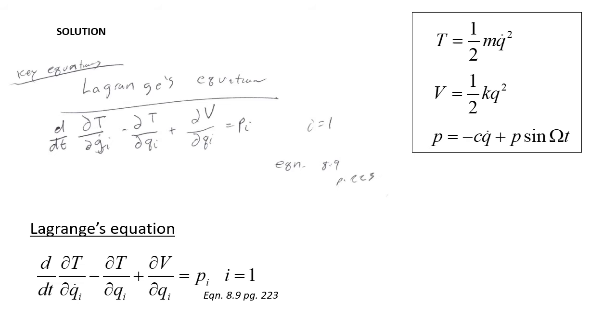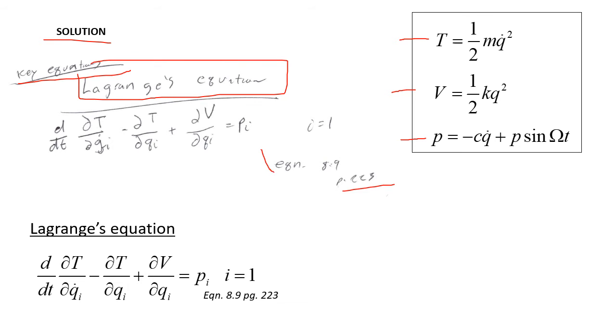Now we can begin our solution. As we start, we can reference back to our problem statement and our setup page for information that we may need and what we're looking to solve for. The next thing we want to do is come up with our key equations and governing equations. We've already determined our relationships for potential and kinetic energy and our P equation. Our next key equation is Lagrange's equation. This comes from page 223 of our textbook, equation number 8.9.